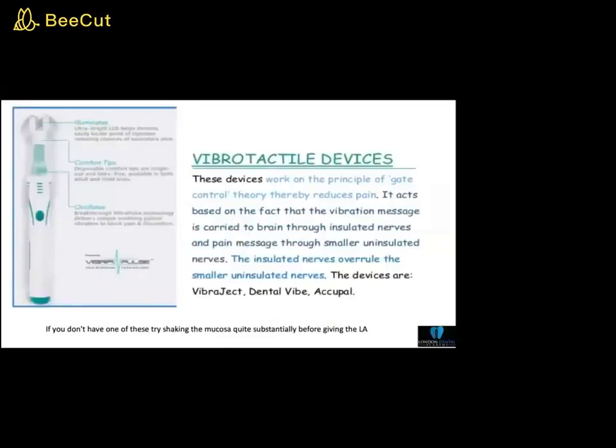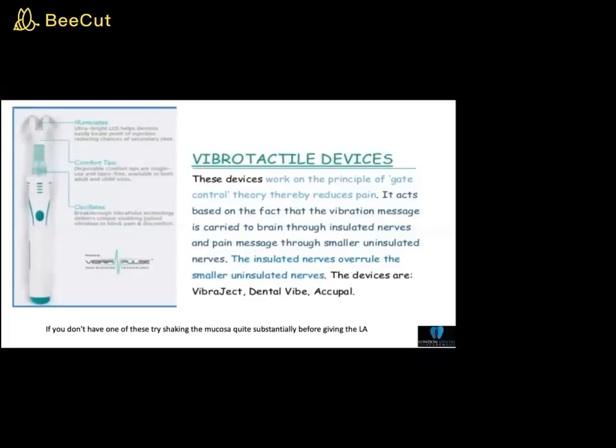There are some little devices you can use. They use these a lot in the States. There's one called the Vibrajet. It basically aims to vibrate the mucosa. It's very useful, but obviously these things cost money. And if you don't have one of these, it's a very simple technique.